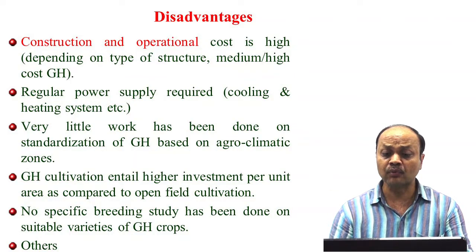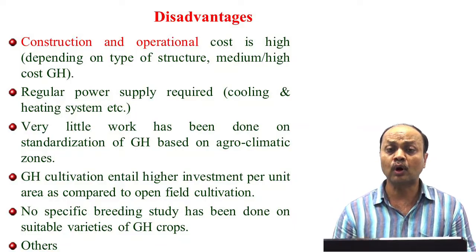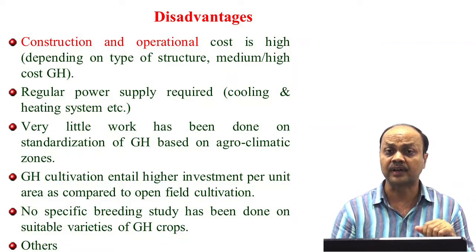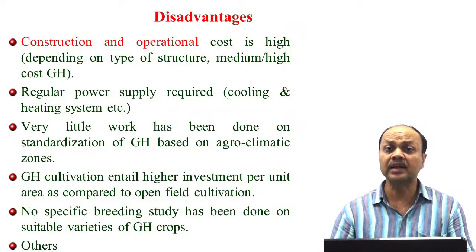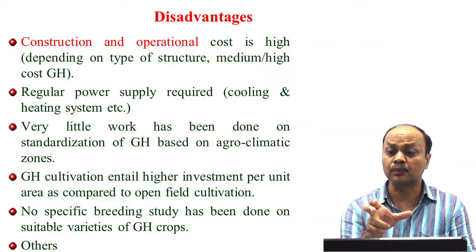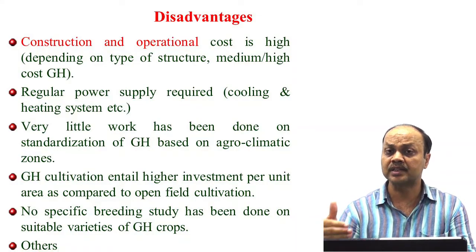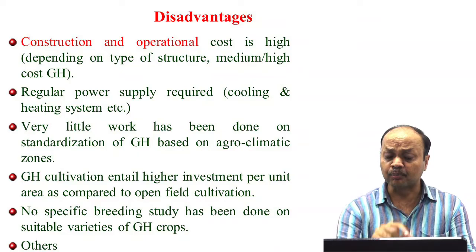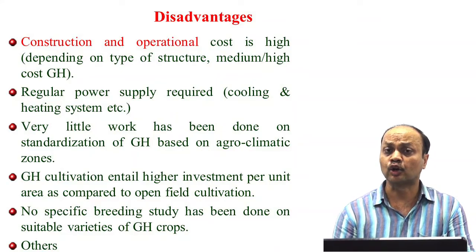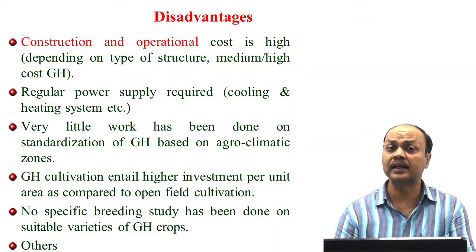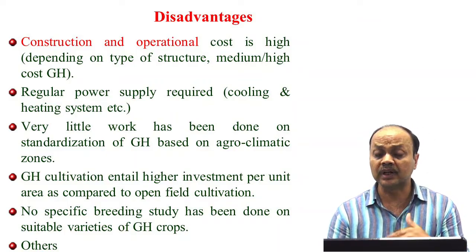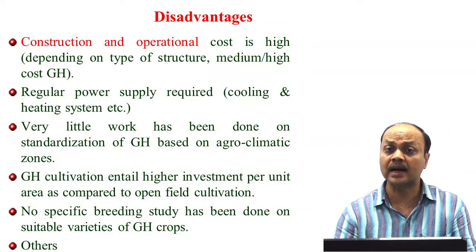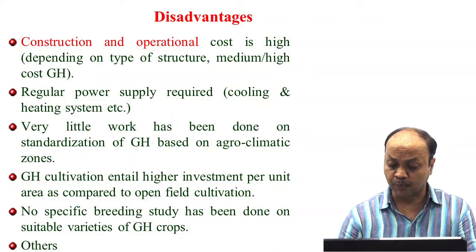Apart from that, very little work has been done, because throughout India there are different climatic zones. In Gujarat the environmental condition is different, in Kashmir it is different, in Himachal it is different, in Jharkhand it is different. So we need a suitable kind of design for each environmental condition. Variety is also important. I have already discussed that in the case of tomato we use indeterminate varieties, but very few indeterminate varieties have been developed in India. So developing varieties suitable to grow inside the greenhouse is also very important.